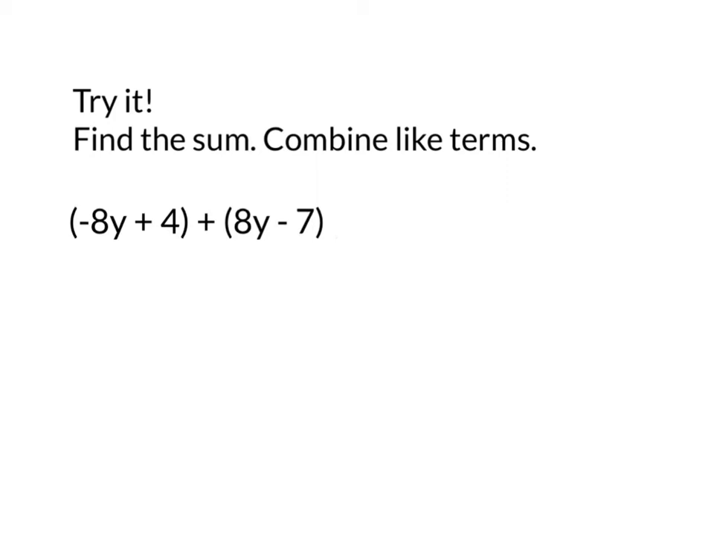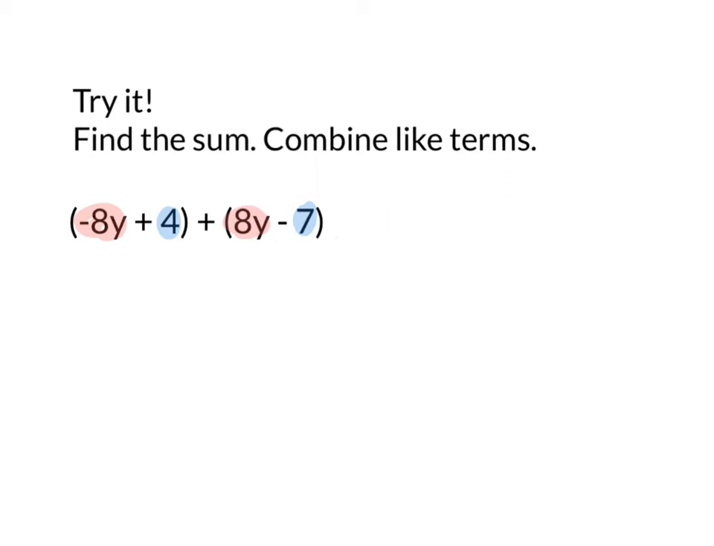Our first step is to identify the like terms. Notice negative 8y and positive 8y. They're like terms because of the y. It's the same variable at the same power. So that leaves us with the constants or the numbers. We have 4 and 7 as like terms.